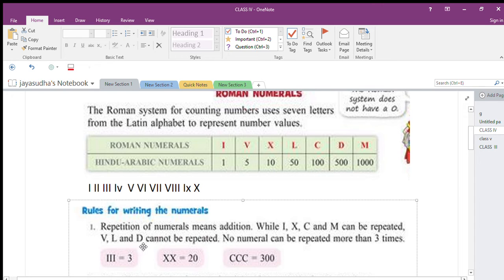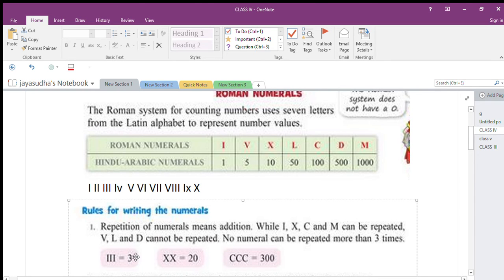These Roman numerals cannot be repeated: 5, 50, 500. But 1, 10, 100, 1000 can all be repeated. Okay. Now, no numeral can be repeated more than 3 times. Any numeral can only be repeated 3 times, no more than 3 times.